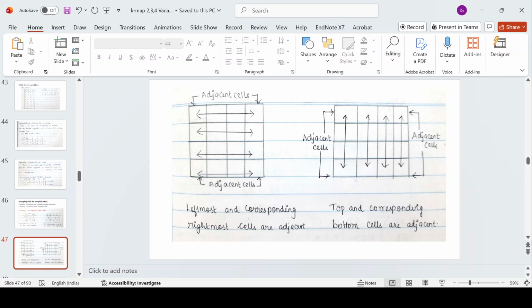Here we can group the adjacent cells, like the corner cells, or we can group in a floating manner. If the first row and last row have ones, we can group the first row and the last row. Totally we have 8 cells, and we can group the 8 cells in one group.